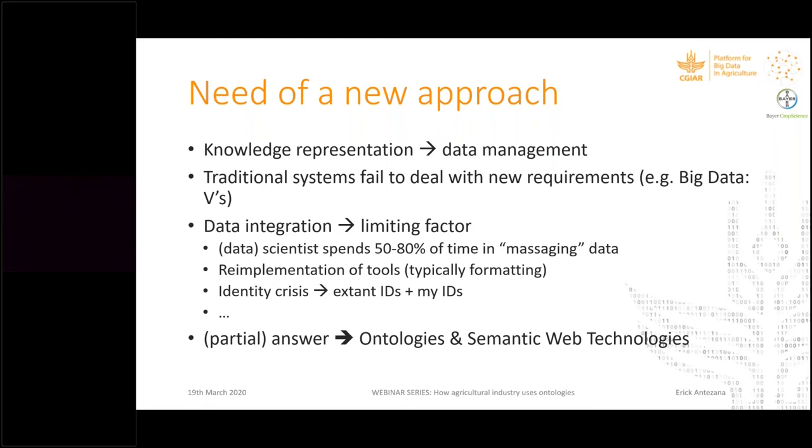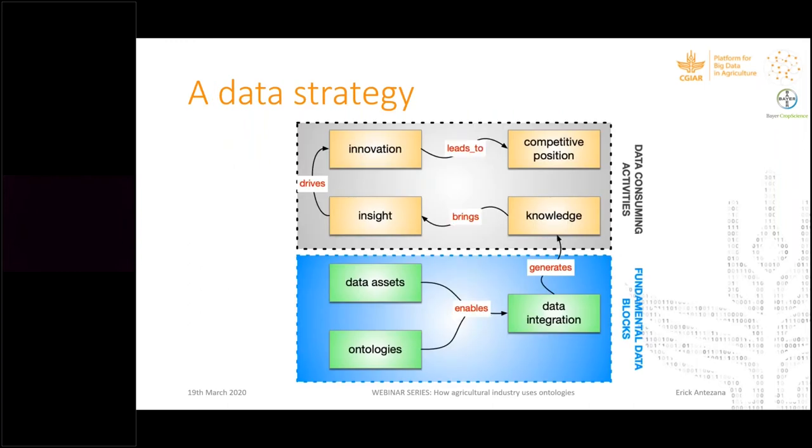Our answer to this problem was to introduce and exploit ontologies as well as semantic web technologies. I put there, perhaps you have noticed already, that this is a partial answer, because we are not only relying on this kind of technologies, although within our core activities, especially within my team, this is what we do. So a quick review of how we are dealing with this data strategy and why ontologies are important in what we are doing.